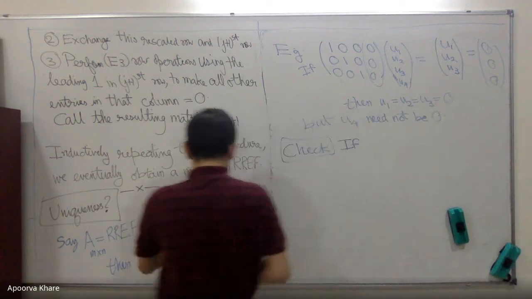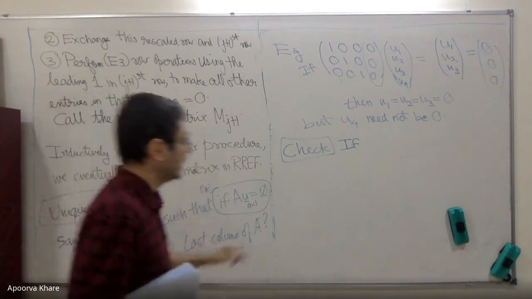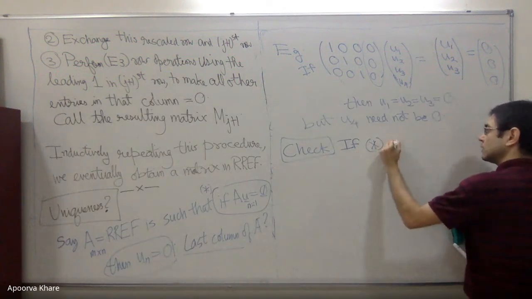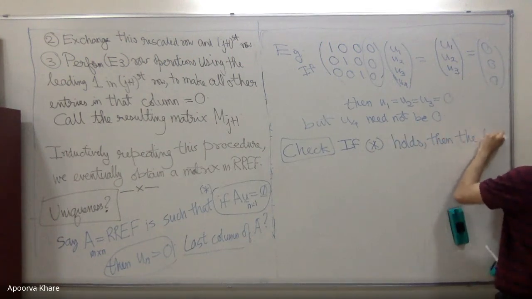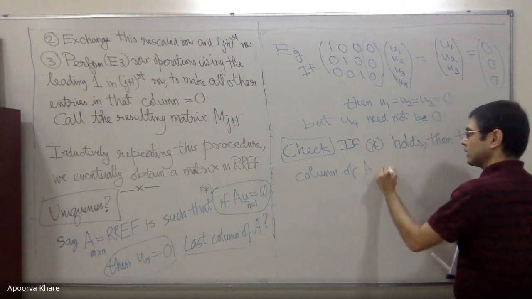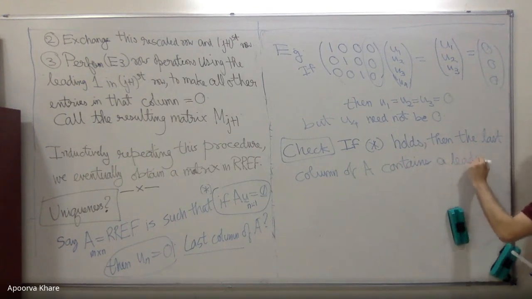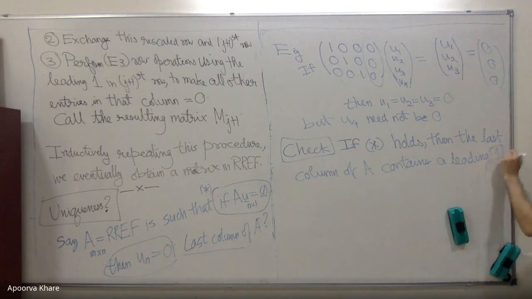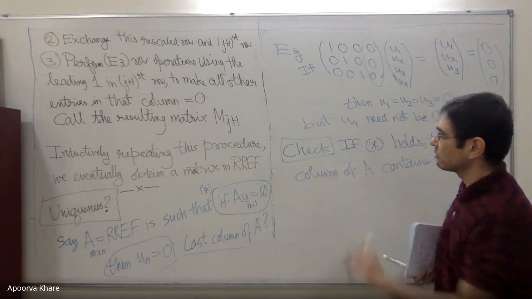Let's call this condition star. If star holds, then the last column of this row reduced echelon form contains a pivot, contains a leading one. Leading meaning leftmost entry 1, which I'm putting in the box. So I have not yet started proving the uniqueness. I'm just writing down some observation about this thing.